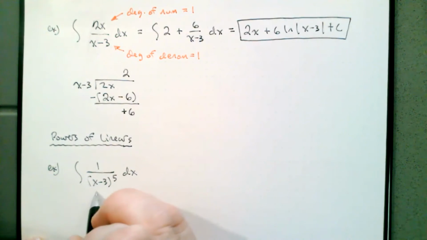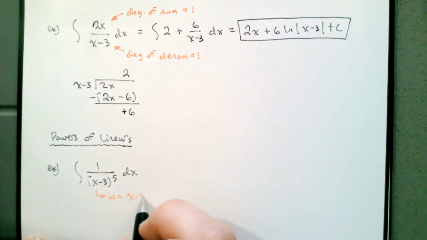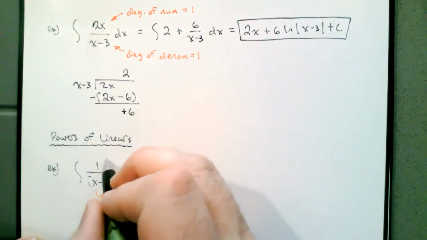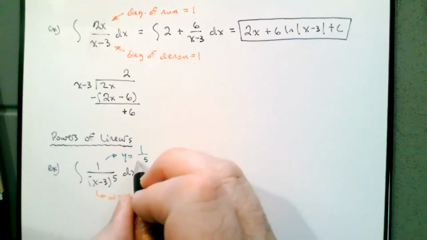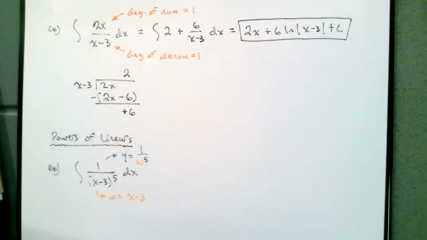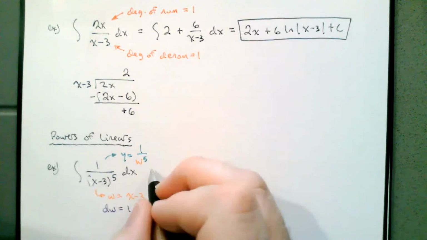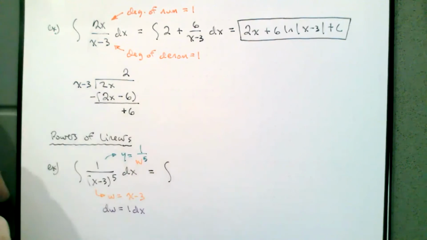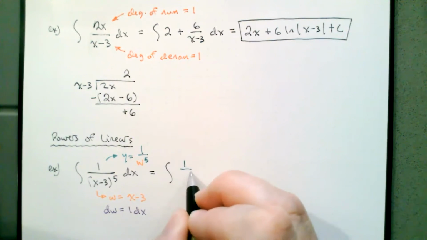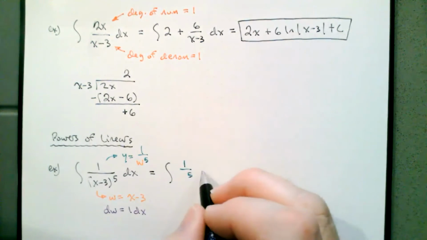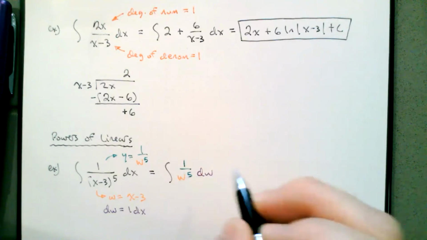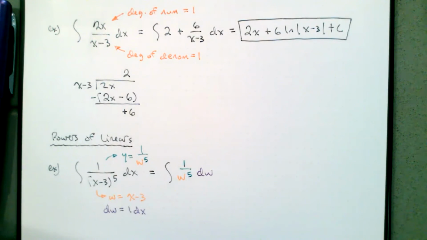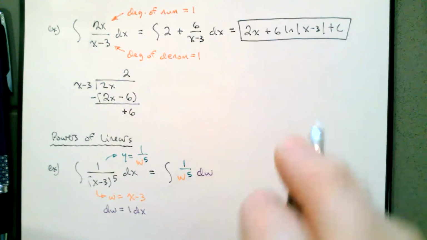So our w is going to be x minus 3, just like it was before. The function that we're plugging into is changed, though. Y is now 1 over w to the 5th power. Our dw is still just going to be a 1 times dx. So our integral is going to be 1 over w to the 5th dw, which we'll read as w to the -5.